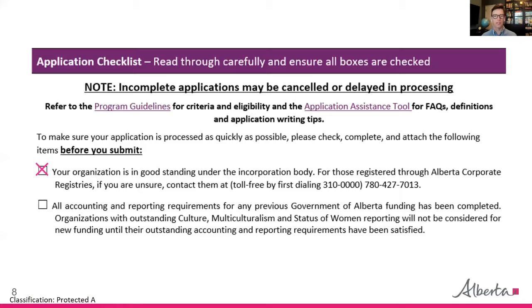Another thing you'll want to look into, hopefully prior to working on your application, is whether you have any outstanding reporting or accounting requirements for any previous Government of Alberta grant. If an organization has an outstanding final accountability report with our department, we won't be able to approve an application and enter into a new grant agreement. So it's really a good idea to clear up any outstanding accountability and reporting requirements for government before working on a new application. It could end up saving you a lot of time and stress later on.